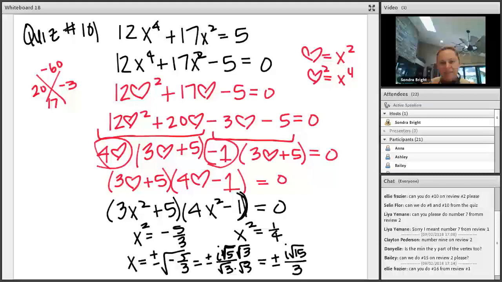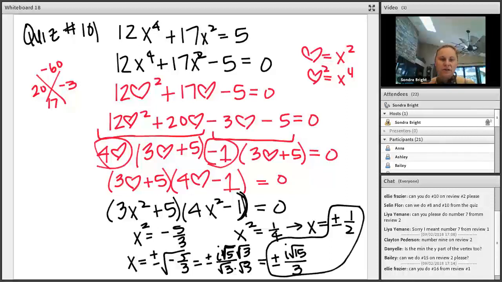And then x squared equals 1/4. That means x will give you a plus or minus the square root of 1/4, which is 1/2. And so I've got 1, 2 answers there, and I've got 3, 4. I've got 2 more answers there, and so 4 answers, which is what I should have for an x to the 4th.